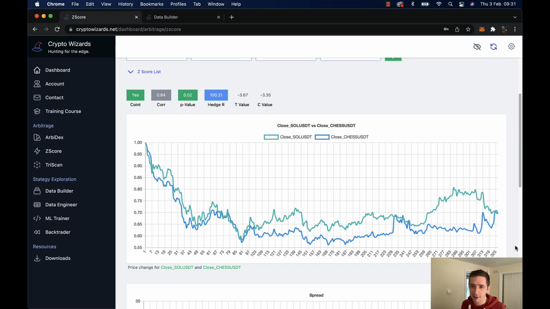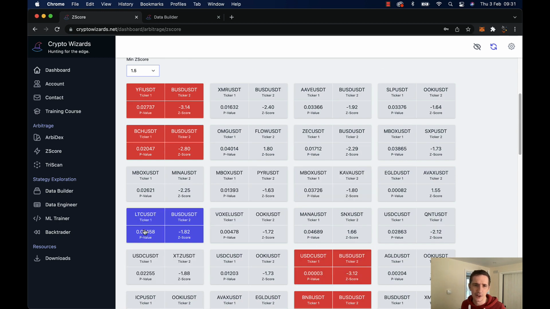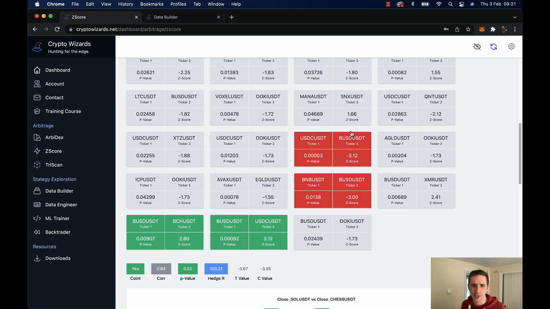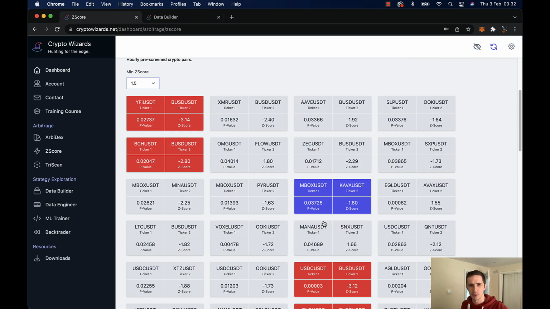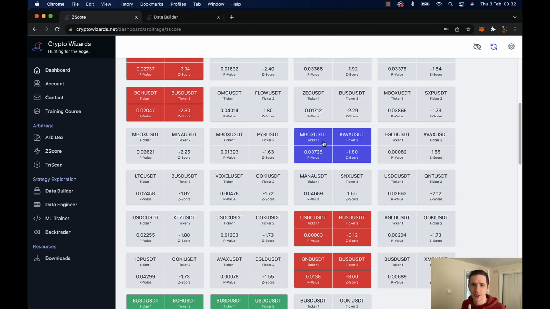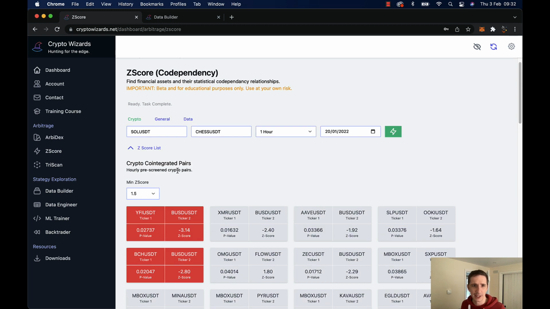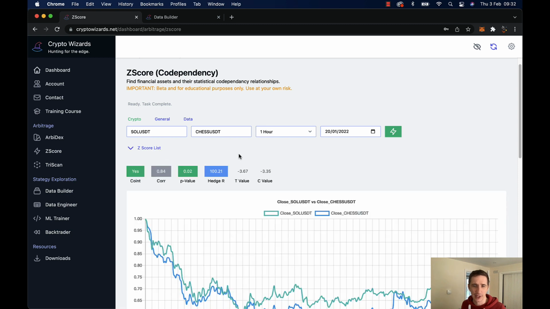The first thing here we have is a chart of SOL USDT to CHESS USDT. And if you go to the Z-score list, there'll be loads of potential opportunities for pairs trades, especially if the market's moving a lot. In fact, right now, it's not moving a lot. This is very few. Anything over 2.5 or negative 2.5 will highlight in green or red, respectively. You don't need to use that Z-score list. You can take a note of SOL USDT to CHESS USDT if you want to. It's absolutely fine, however you want to do it.